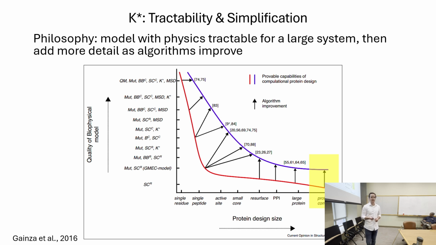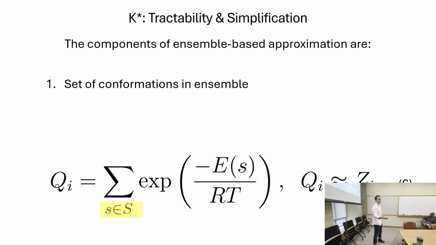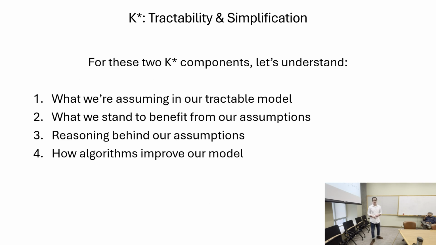So generally, if we're going to calculate an approximation or a partition function, there's really two components, and that's what we're talking about for the rest of this talk. The first is the set of conformations in that ensemble, and the second is the method used to score that ensemble. This is not just the energy function, as it's typically called, but also what we're doing with those energies.